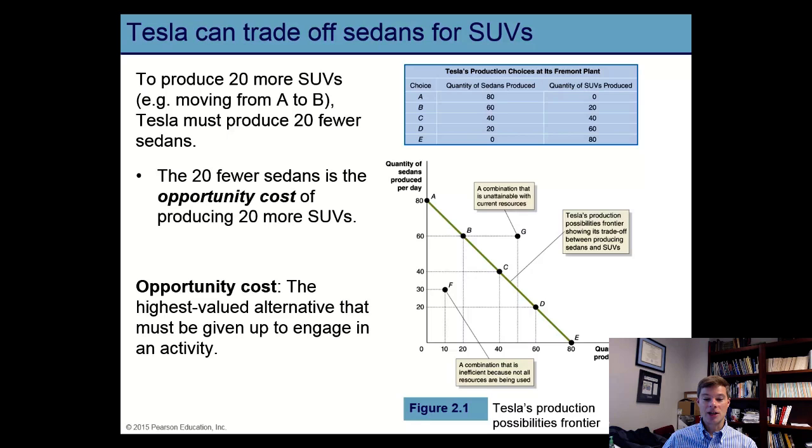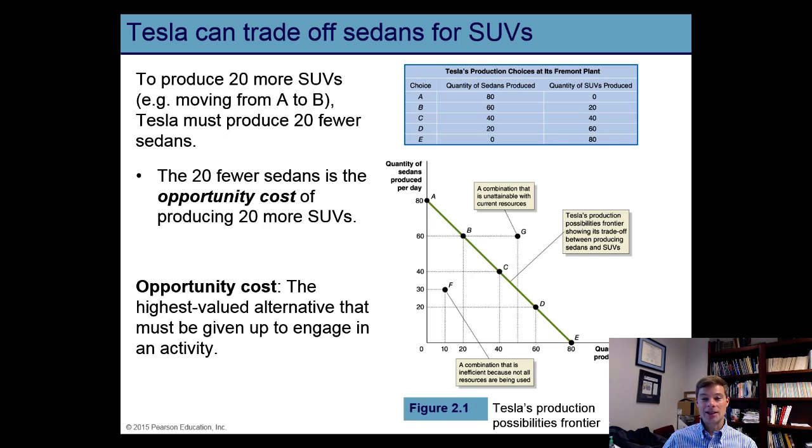An opportunity cost is the highest valued alternative that must be given up to engage in an activity. In this context, the opportunity cost of an SUV is the number of sedans that must be given up in order to produce one more SUV. For example, if Tesla is producing 80 sedans and 0 SUVs, then it can begin producing 20 SUVs, but it would have to give up 20 sedans in order to do that. This shows us that the opportunity cost of producing 20 SUVs is 20 sedans.